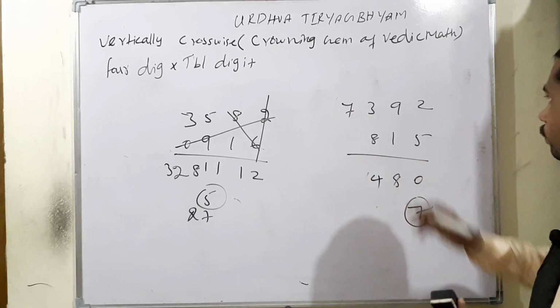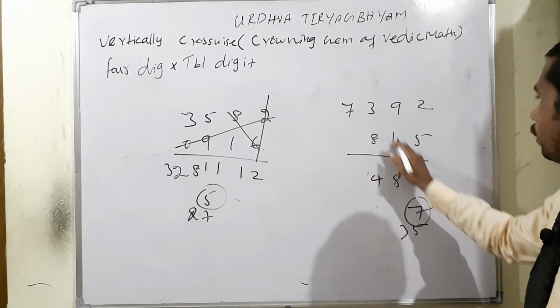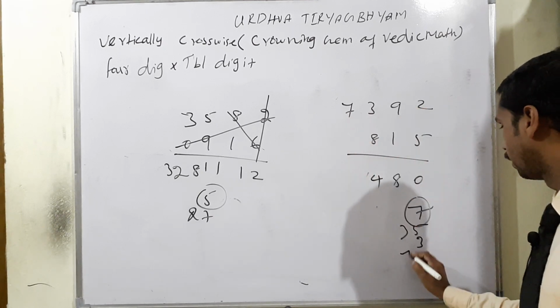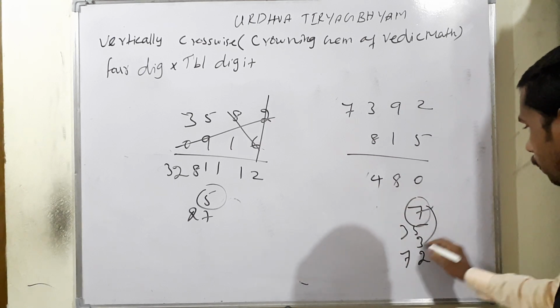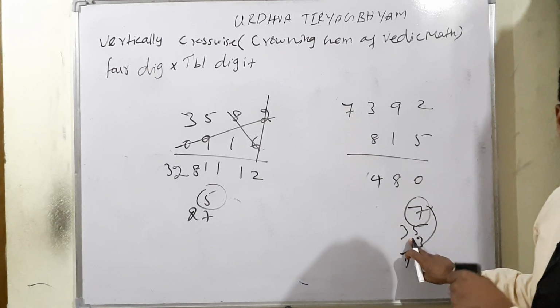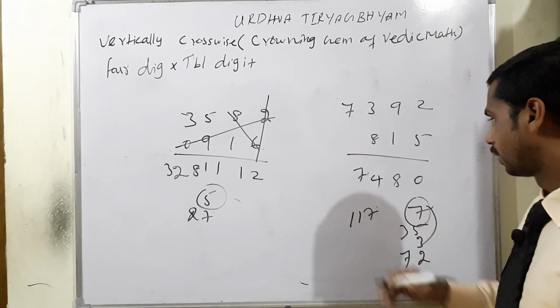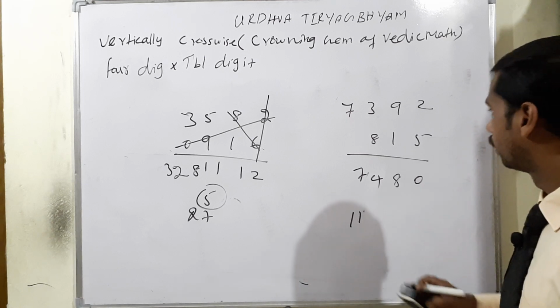The next one, 2 0, 5 7s are 35. 3 1, 9 8s are 72. So 7 plus 3, 10. 10 plus 72, 82. 82 plus 5 means 87. 87, 117, isn't it? So now 7 will come. Carry will be again 7. Next one.